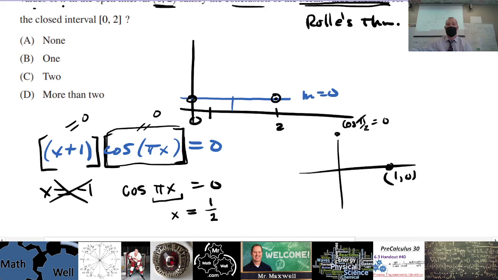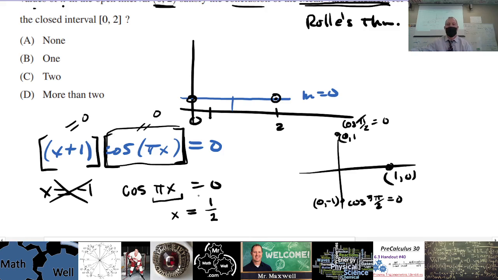Well, where else is cos 0? It's over here at cos of 3 pi over 2 equals 0, right? Because why? This is 0, 1, this point, and this is 0, -1. Does that make sense? You good?